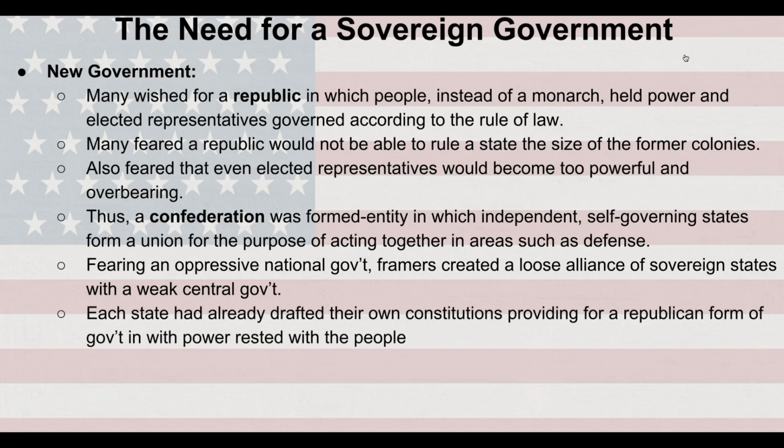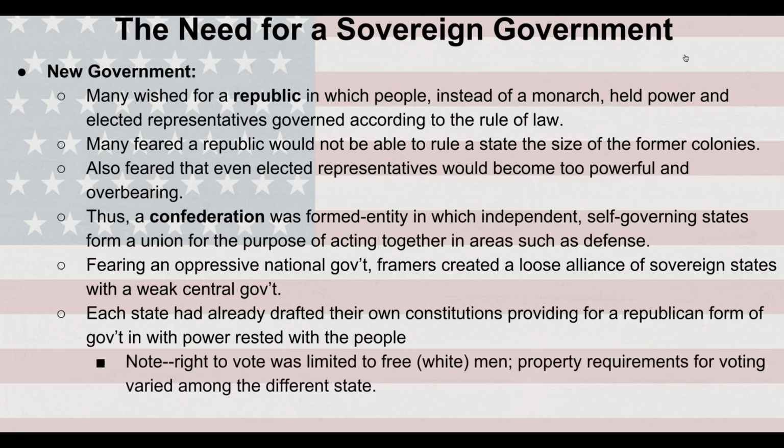Each state had already drafted their own constitutions, and in doing so, they had already provided for a republican form of government where the power rested with the people. And so they wanted to maintain that republican form of government within their own boundaries. But there are going to be some significant deviations from the type of Republican form of government we know, because the right to vote is not going to be universal, obviously. It is going to be limited to free white property-owning men.